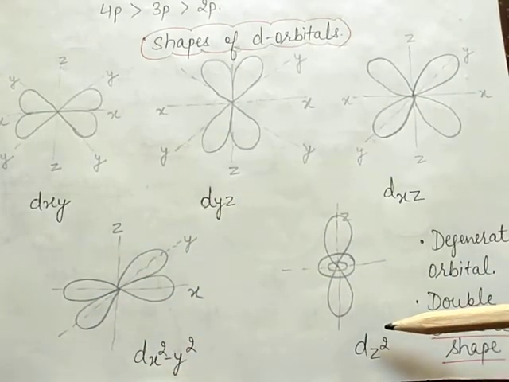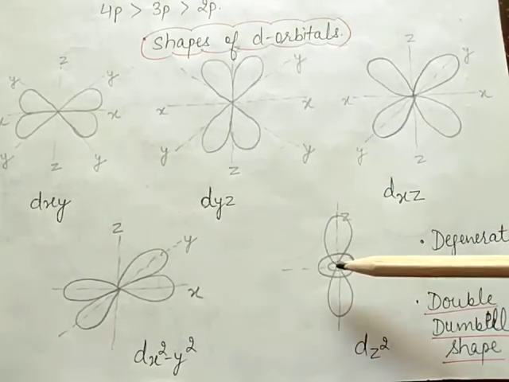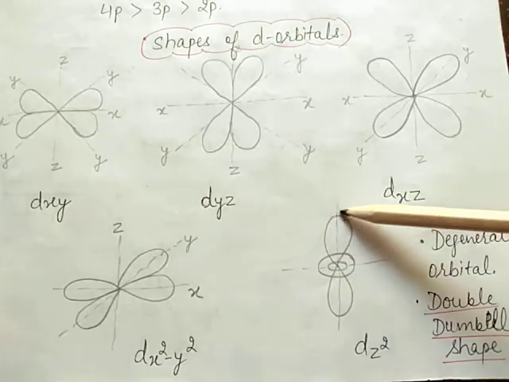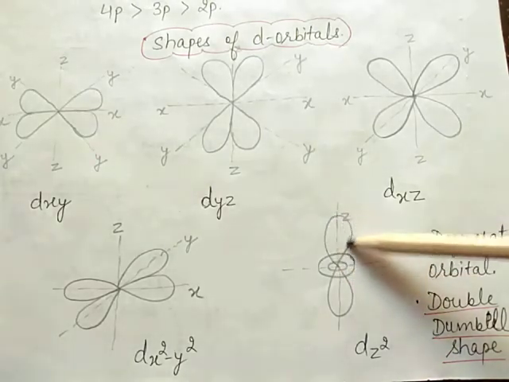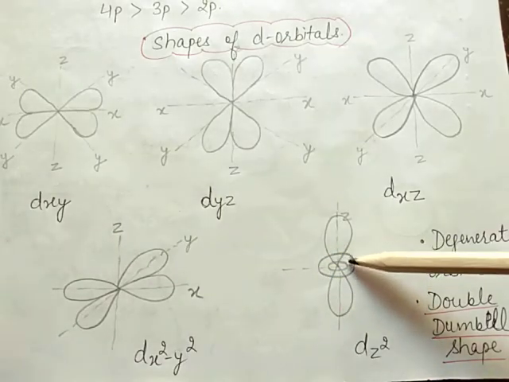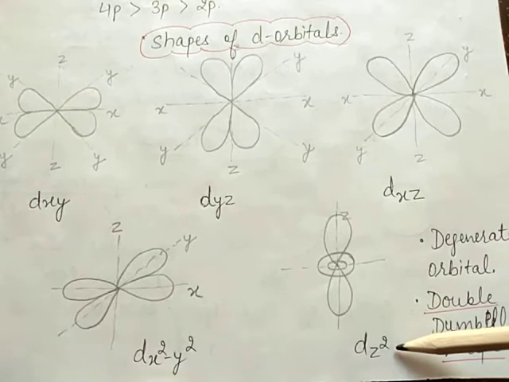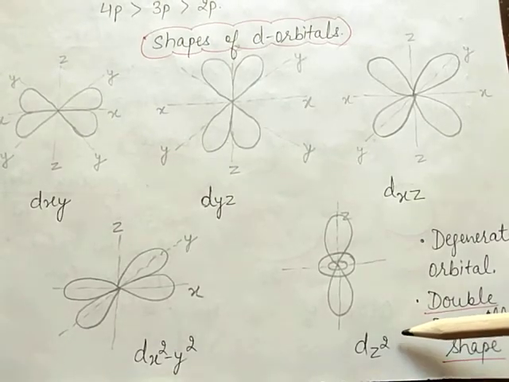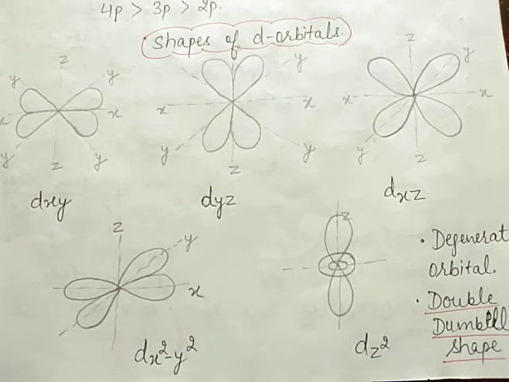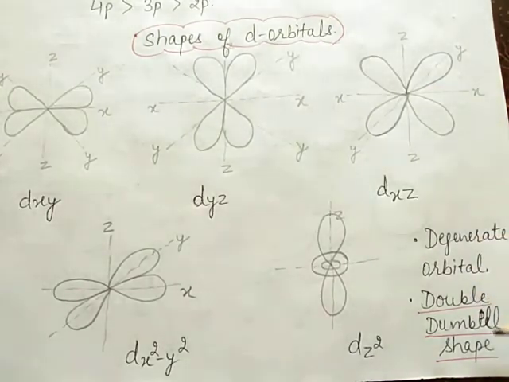In case of dz square, these lobes are present along the axis. Means this is the z-axis, one lobe and two lobes. So a ring is formed in the dz square orbital. The shape of d orbital is double dumbbell shape.